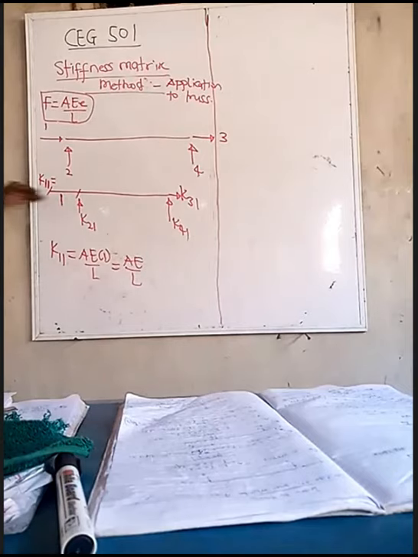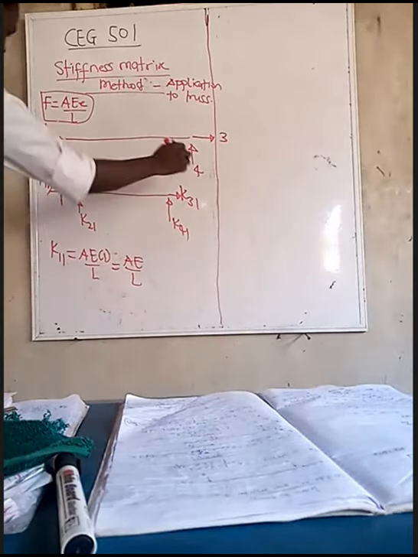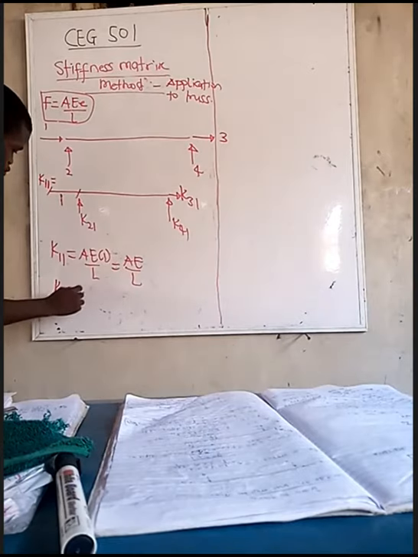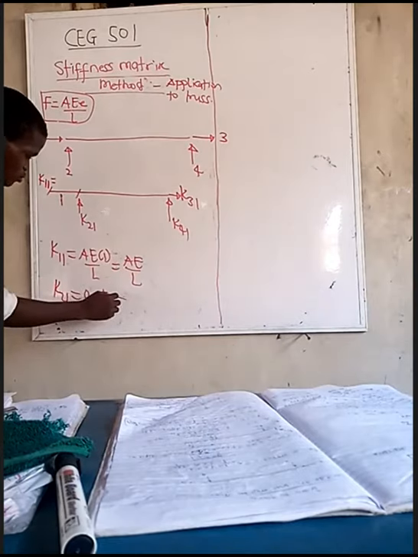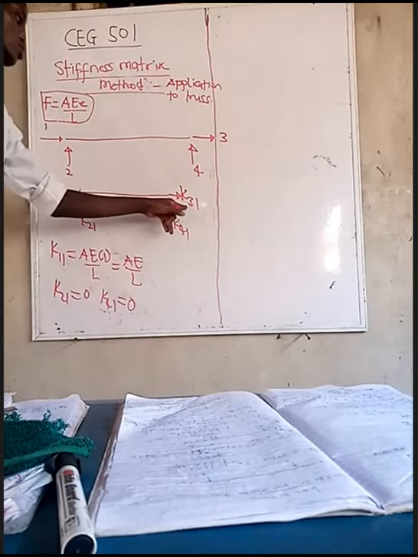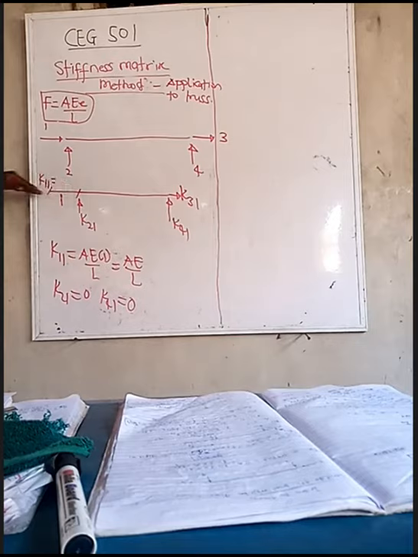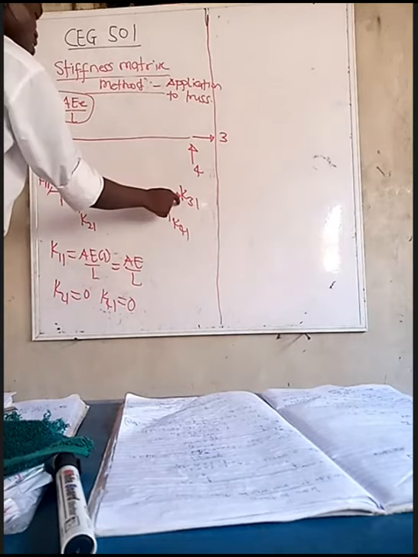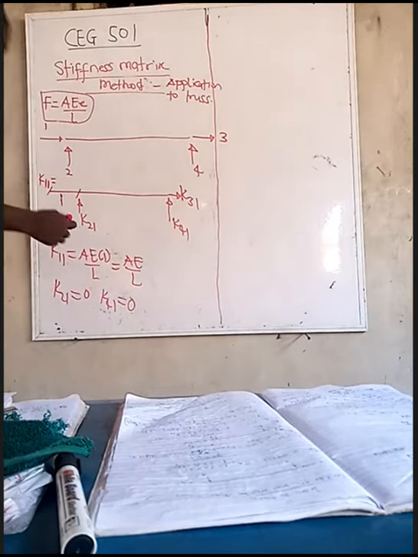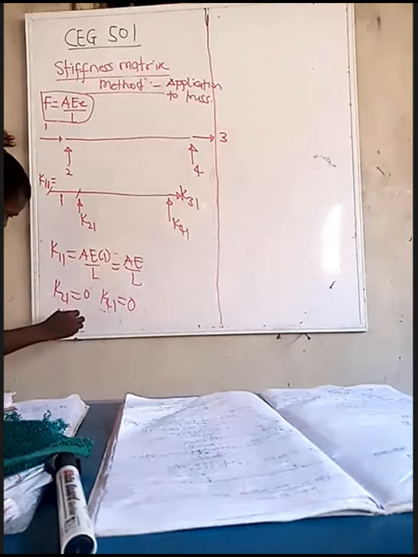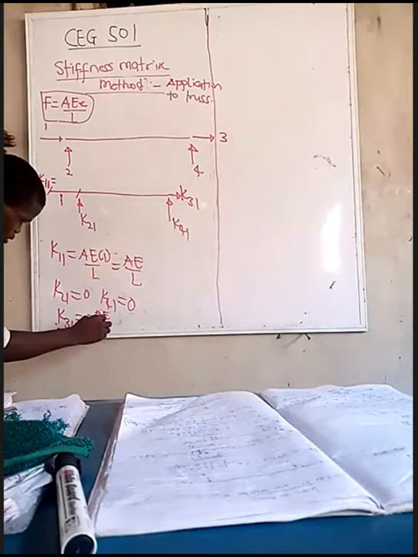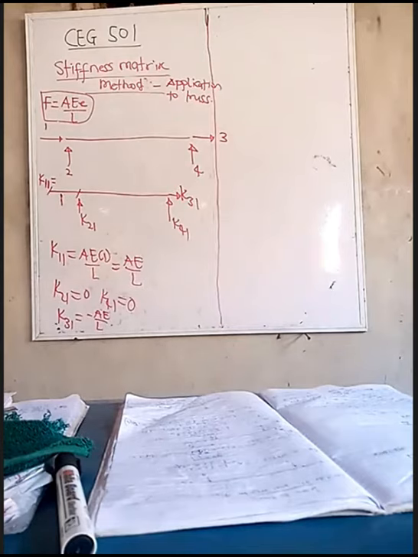Now, that we applied a unit displacement in the horizontal direction, will it have an effect on the vertical direction? No. So automatically, we know that K21 will be equal to 0, and K41 will be equal to 0. But this one, if we apply a displacement around it like this, and then we obtain the stiffness AE over L, at this point also, it must counterbalance it. So that means our K31 will be equal to minus AE over L. Is that understood?